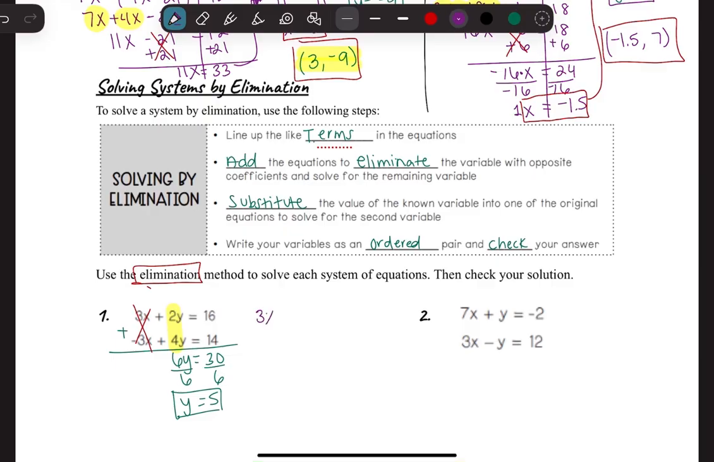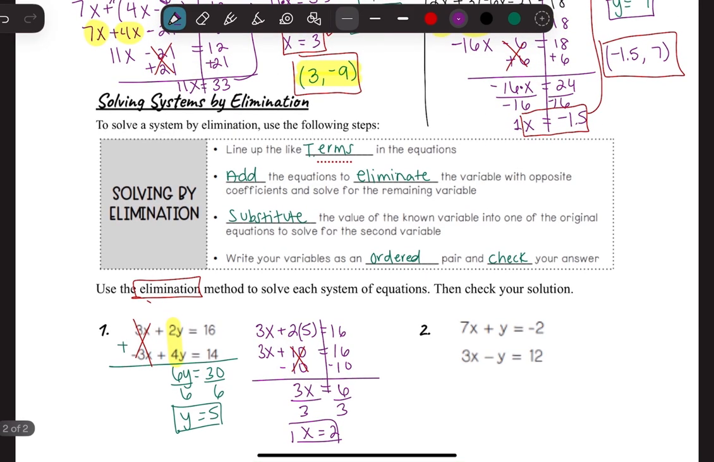So I have 3x plus 2y. But instead of y, you would write 5 because y is 5. We already solved for it. So now I'm solving for x. 3x stayed, nothing happened to it. 2 times 5 is 10, equals 16. I'm going to subtract 10 from both sides because we're doing the opposite to move it. Now I'm just left with 3x on the left side equals positive 6. Divide both sides by 3, x equals 2. So my ordered pair, which is my solution to my system, is (2, 5).